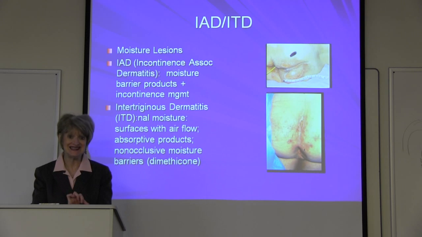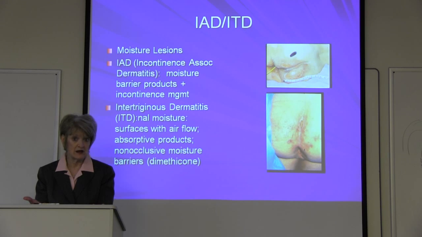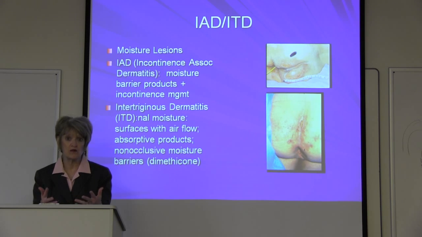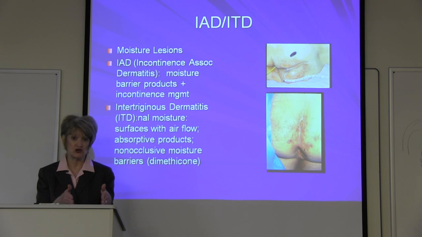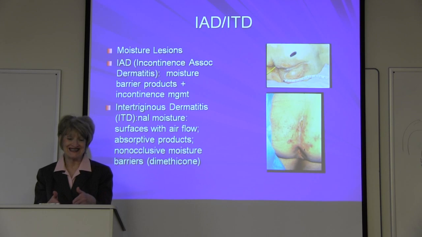To prevent ITD, your whole goal is to wick moisture away. There's a number of ways to do this. There are commercial products that you can use to wick moisture away. There are also non-commercial products like ABD pads, hairy pads, soft towels like hand towels, knee socks, anything that will separate the skin folds and absorb or wick the moisture away. So to prevent IAD, you're thinking moisture barriers. To prevent ITD, you're thinking wick the moisture away.